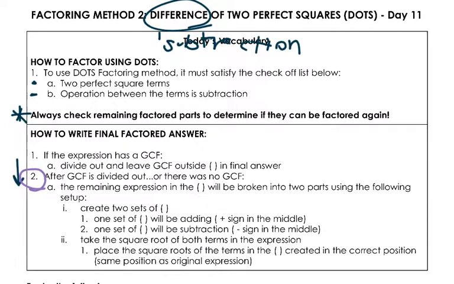So if I'm looking at this part, that means I'm setting it up like this, two sets of parentheses. One will have subtraction, one will have addition. Now it doesn't matter the order. If you start with your addition and then do your second one subtraction, totally fine. Then you take the square root of both terms in the expression. You place the square root of the terms in the parentheses in the correct position, the same position as the original expression. Right, so I'm going to move down and we're going to try this out.